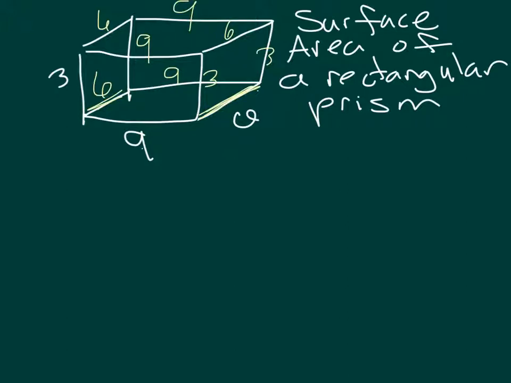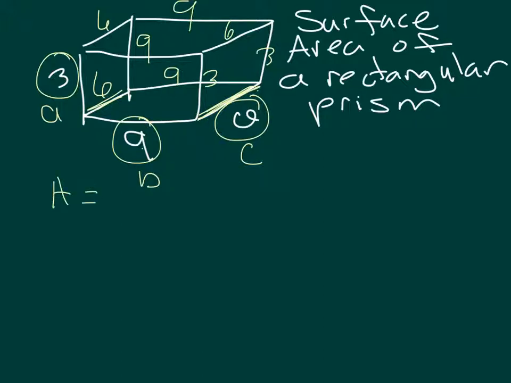Now the next thing I want us to do is label those first 3 numbers that we started with. We're going to start over here with a 3 and name it A. We're going to name the 9 B and the 6 C. Now we're going to look at the formula for the surface area of a rectangular prism. The area is 2 times, A times B.